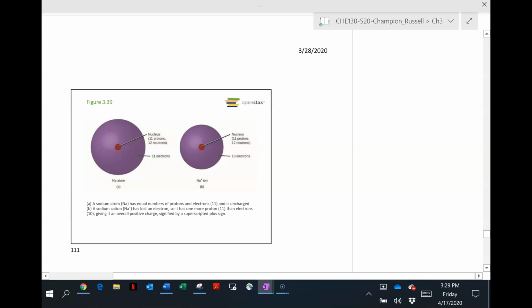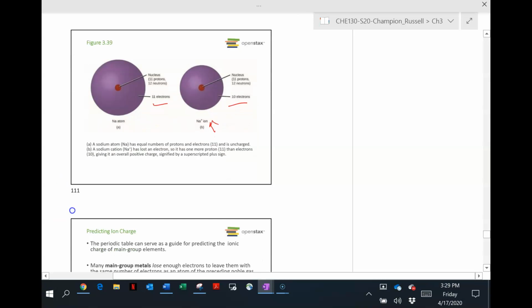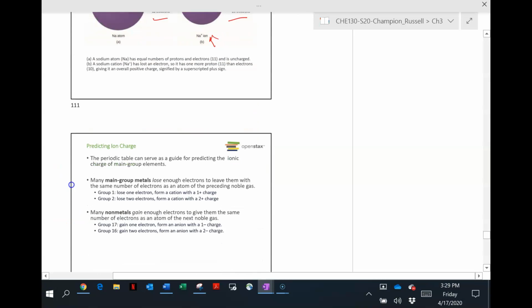So here's a picture of a sodium ion. The sodium ion is on the right. This is the ion, and the sodium atom is to the left, and you can see that the sodium ion has fewer electrons, 10 instead of 11, and as a result it's smaller. It's got a smaller volume, and it does have a positive charge there.